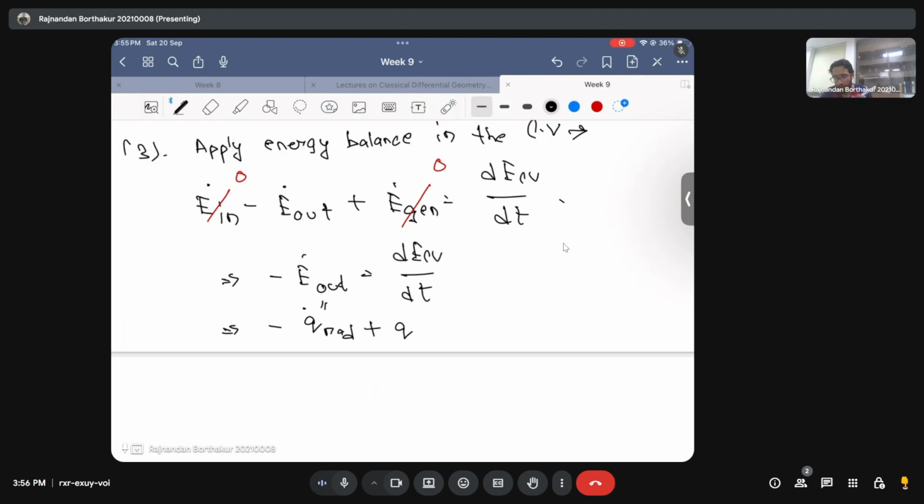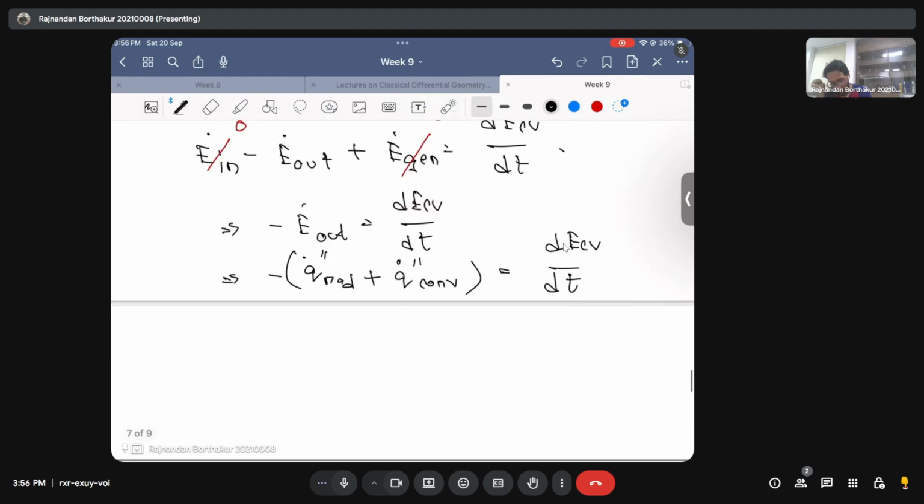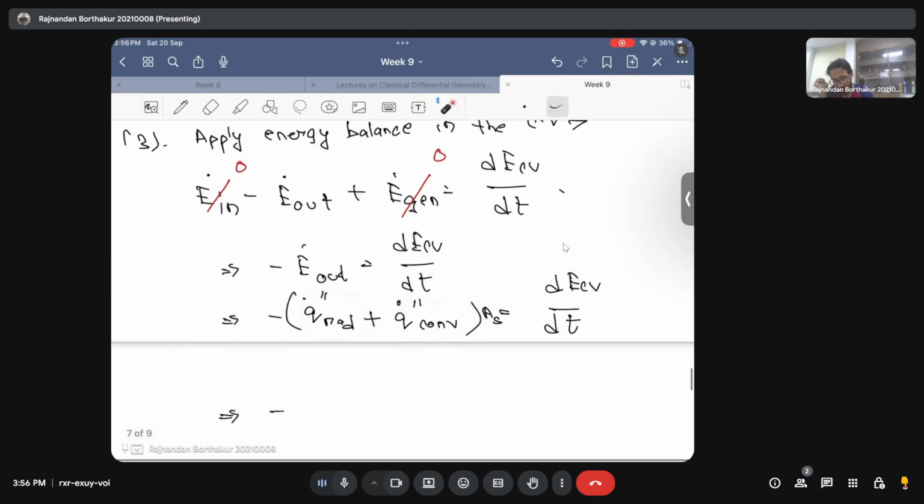And then there will also be one more source which will lead to energy transfer from the body, and that is convection. So this will be Q double prime radiation plus Q double prime convection, and this will be equal to dE CV by dt. Of course, there will also be a multiplication by the surface area of the body, because these are just fluxes, and here we are writing in terms of rates, which is watts.